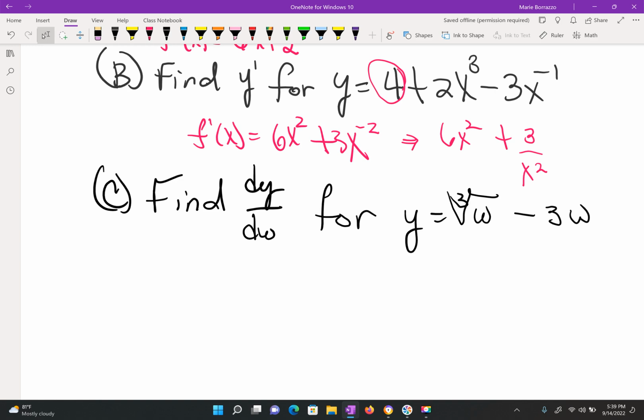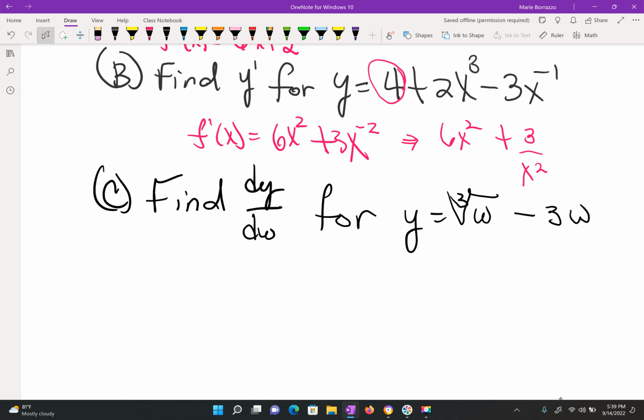So that's the cube root of W? Mm-hmm. What do you think? 1/3 times square root of w minus 3. Oh, but so close.